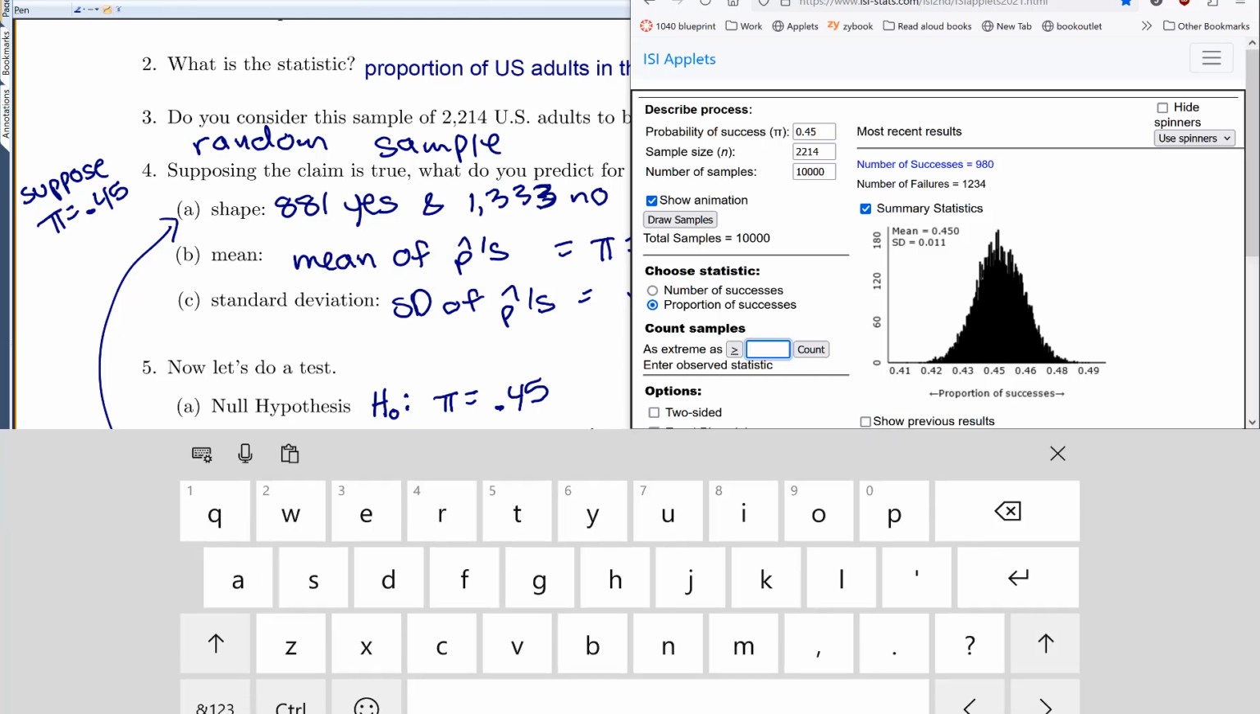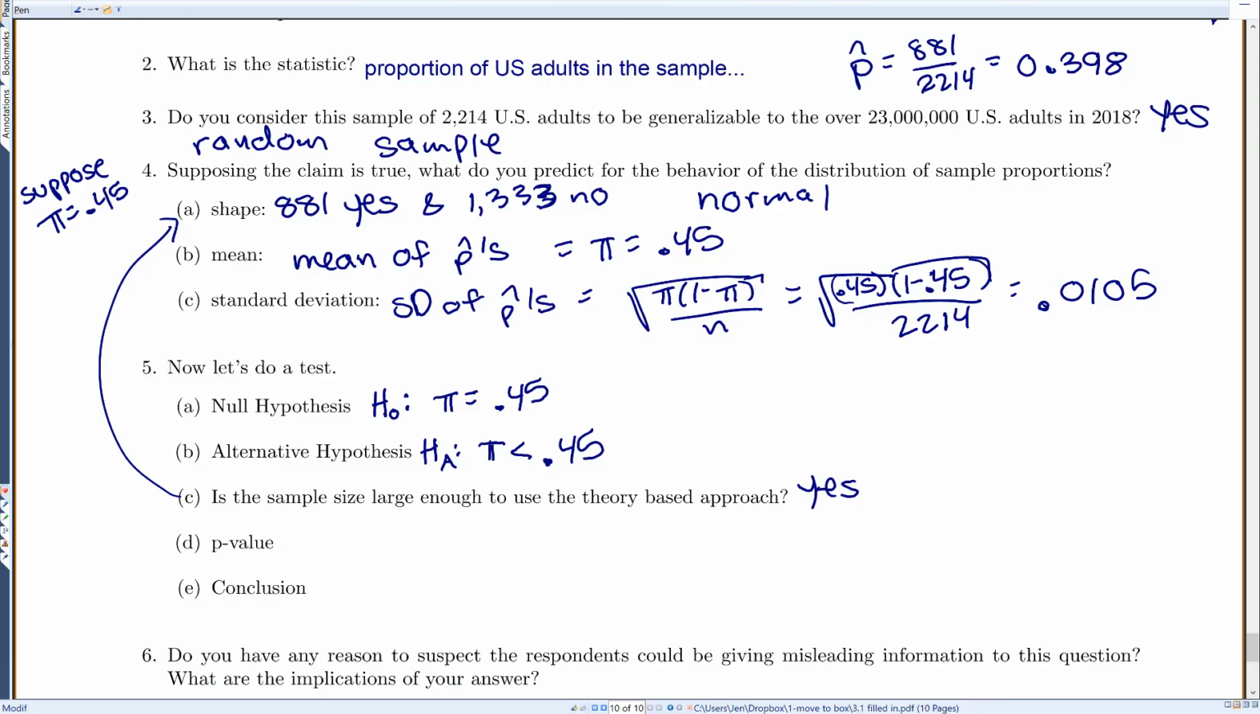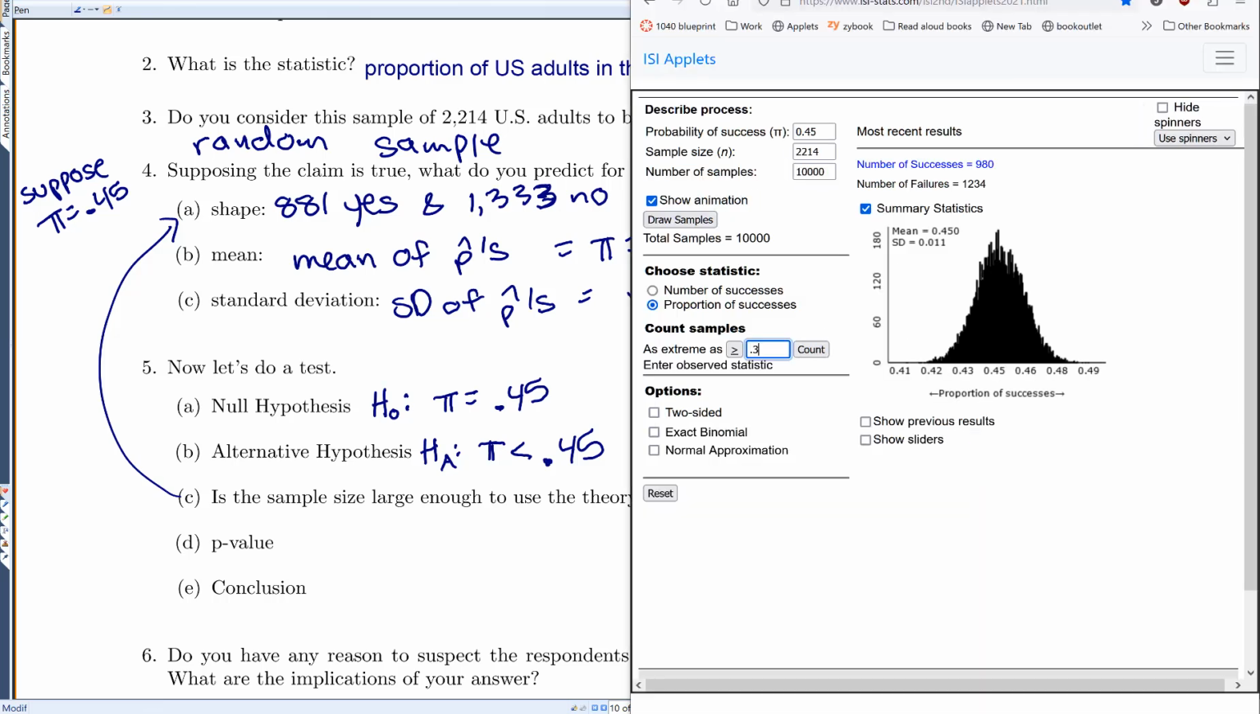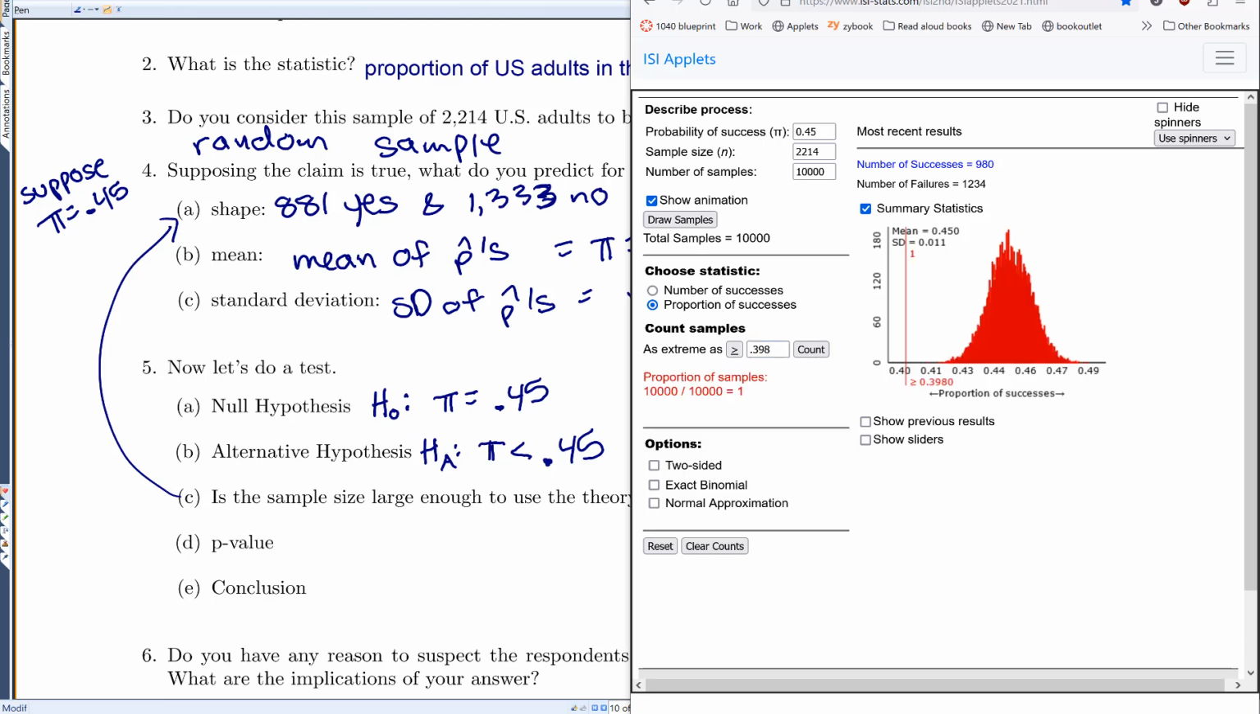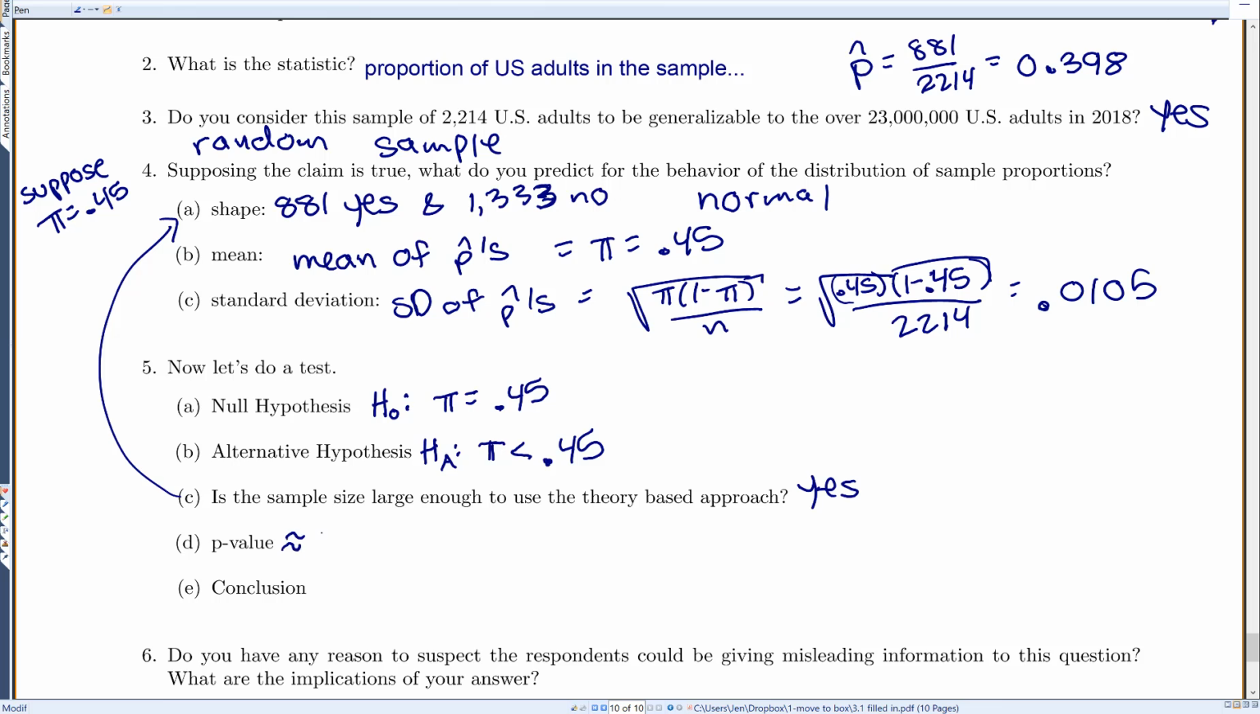Okay, now I need to count my samples. What am I comparing it to? My sample proportion is 0.398. So we want to compare it to 0.398. Oh wait, I didn't want everything greater than 0.398. We said a less than. We're looking for evidence that it's less than. So I changed that to a less than. And so it's saying if you have a sample size of over 2,000, the chance that you'd get a sample proportion 0.398 or less is about 0. It's big enough I could use the normal approximation. So again, my p-value is about 0.